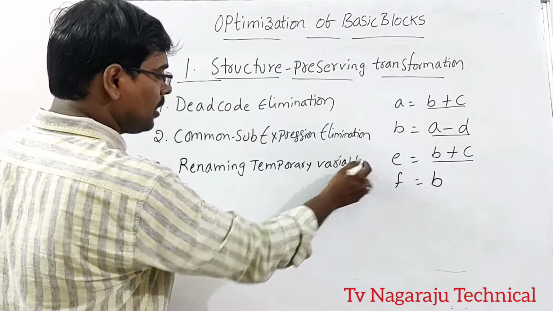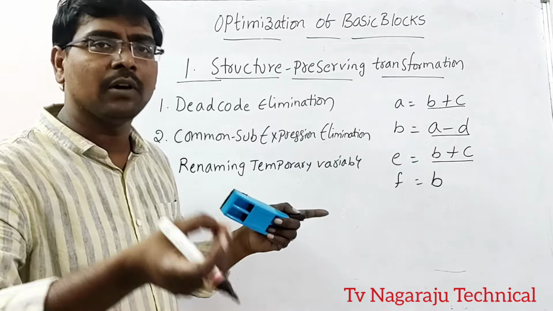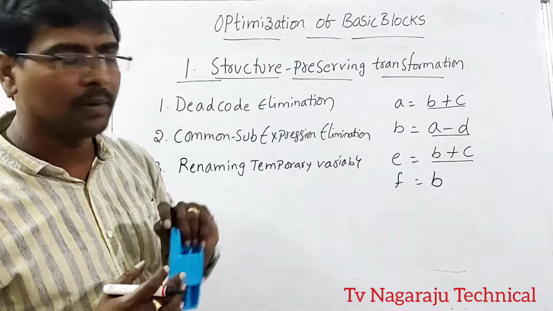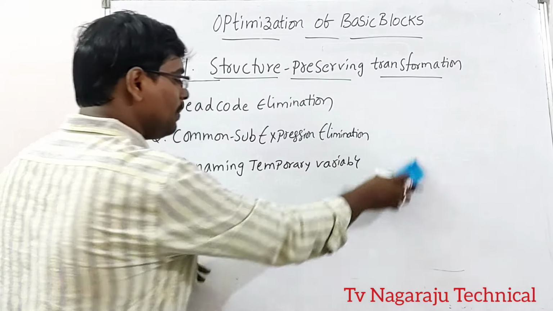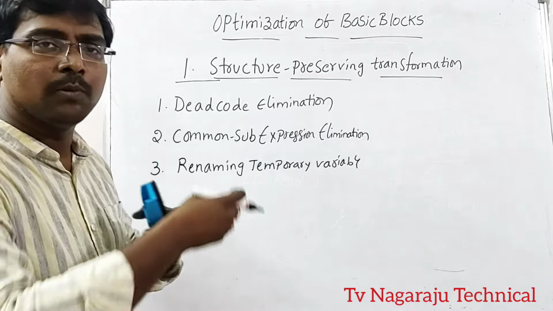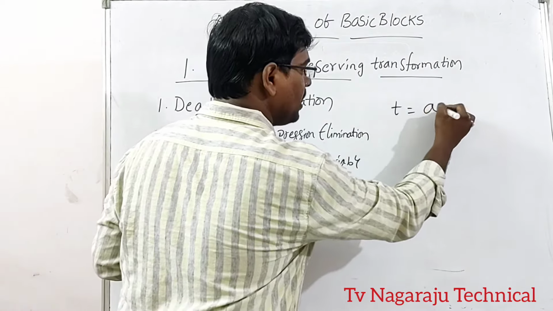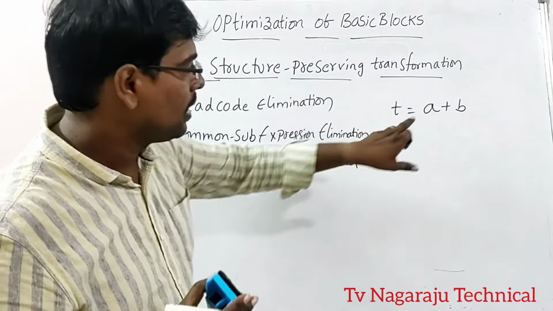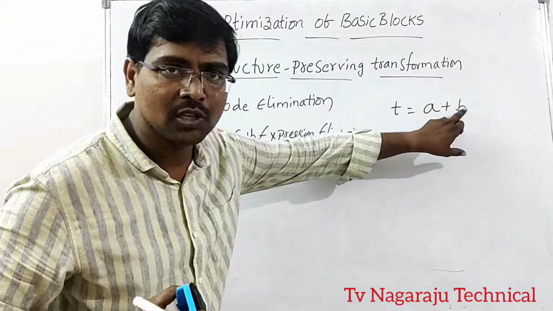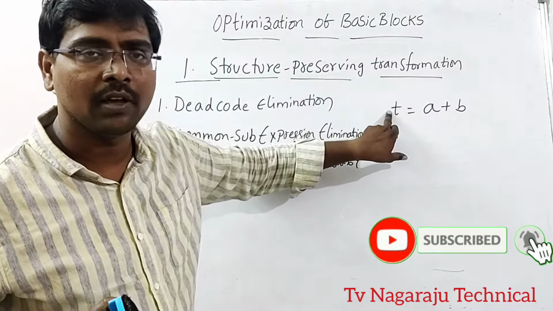So even though you are using this one, generally this is not required for optimization, but anyway we have to use renaming temporary variables. Suppose during execution, if I am using a temporary variable T is equal to A plus B. A plus B is the expression. The expression value is stored in a temporary variable.